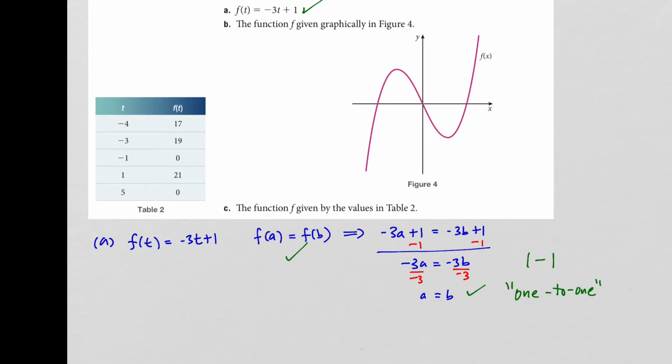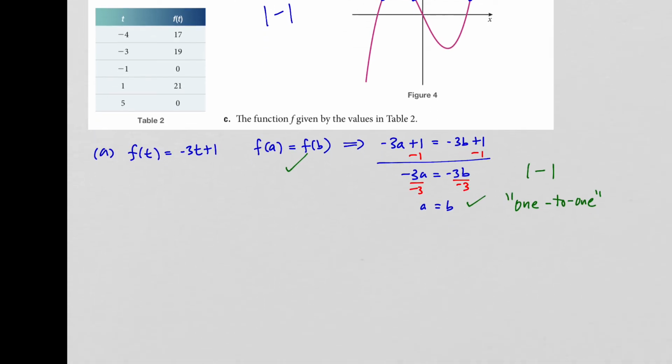Now if you look at part B here, the function given by this graph, is this a one-to-one function or is it not? Well, they don't give us an algebraic equation for this, but we can see by the graph very clearly that if you draw a horizontal line, you are going to hit the graph more than one time. In fact, this particular horizontal line hits the graph 3 times. So this one is actually really simple. This is not one-to-one.